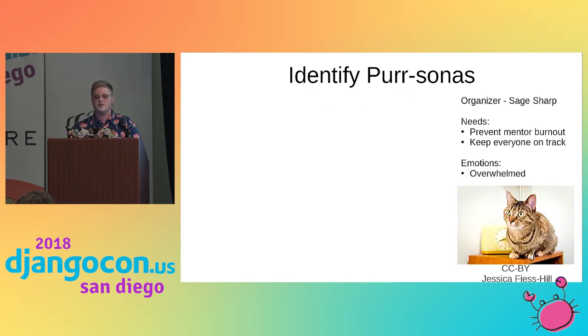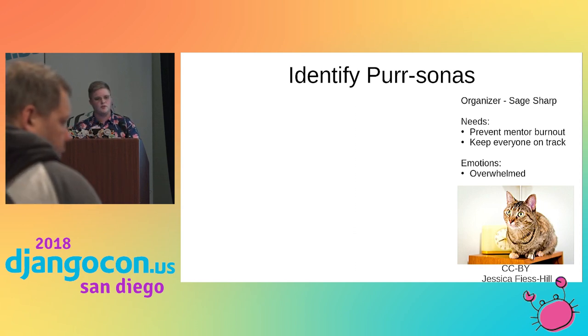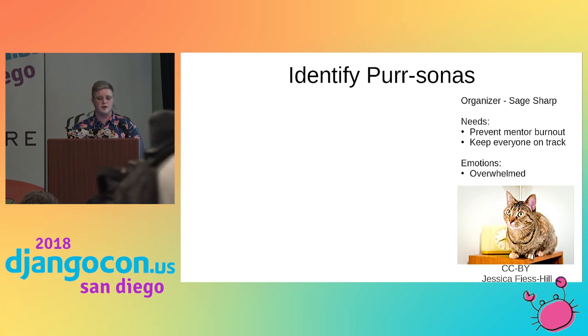And the last persona we'll talk about is me. So I'm an organizer for Outreachy. My goal is to make sure that the program is viable long-term, and sometimes that means I have to make tough decisions to prevent mentor burnout. Because if a mentor works with an applicant who's not going to put in a full-time effort into their internship, then they may burn out and decide not to come back. So I'm really trying to make sure that the program is viable long-term. And I also have to keep everyone on track.